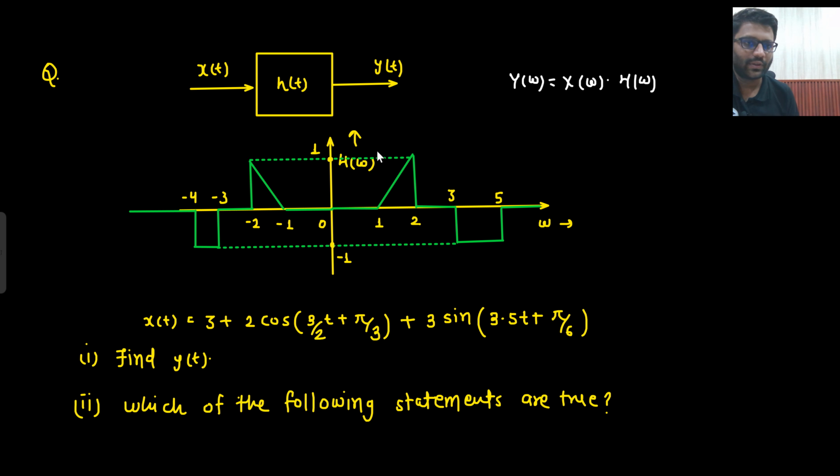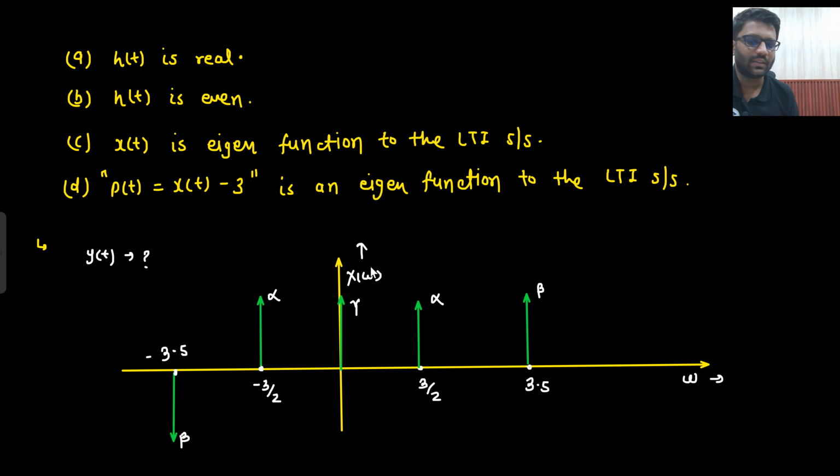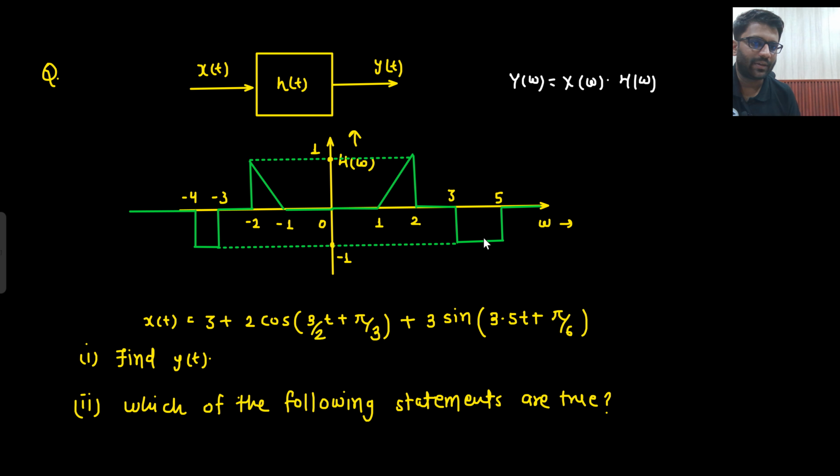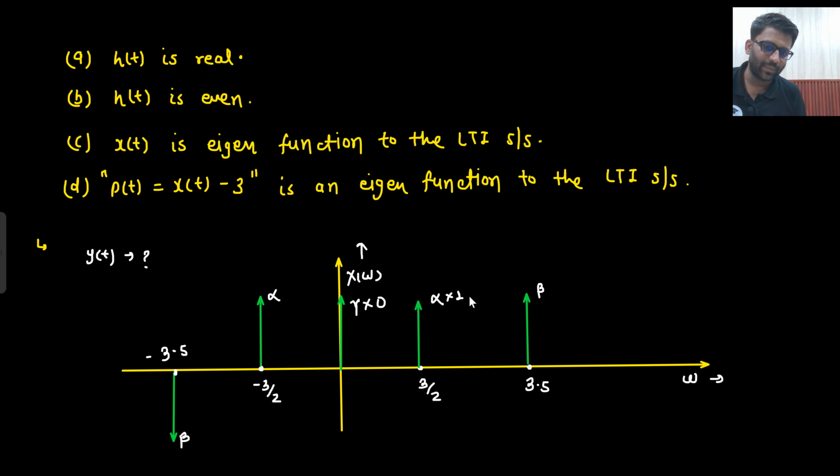So at omega equals to 0, h of omega is throwing 0. That means the value of h of omega at omega equals to 0 is 0 only. So this will be multiplied with 0. Now your alpha will be multiplied with what? At 1.5, what is it throwing? It is throwing 0.5 value, right? Because here the slope is 1. If you are going from 1 to 2, it is rising by 1. So if you go from 1 to 1.5, it will rise by 0.5. So this impulse will be multiplied with 1 by 2 and this impulse will be multiplied with 1 by 2.